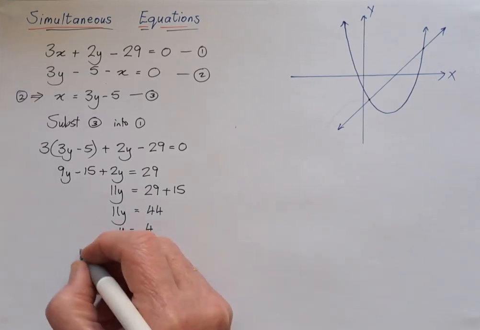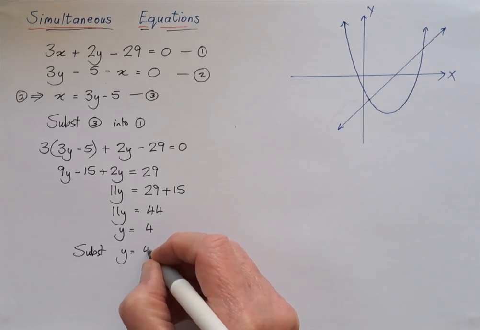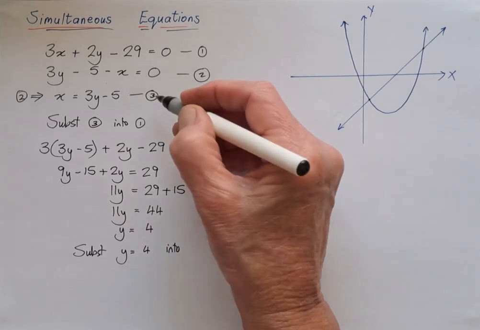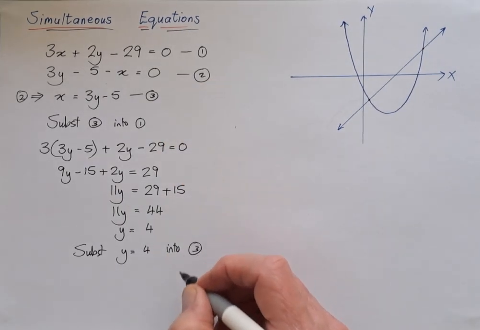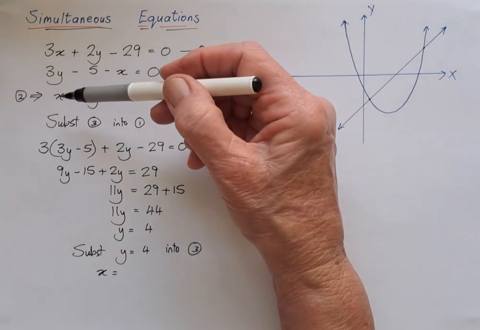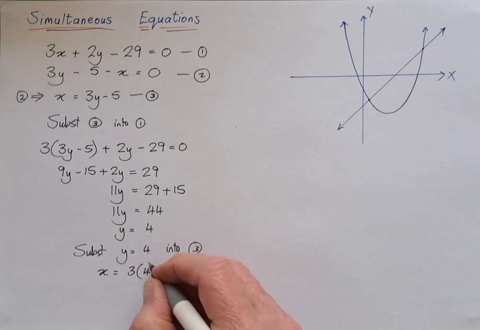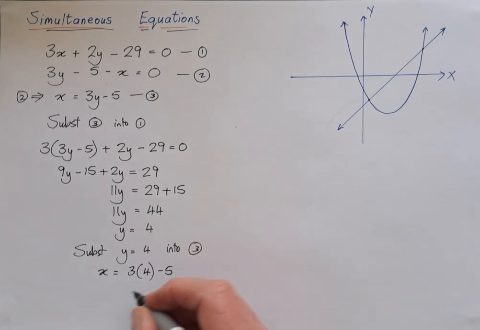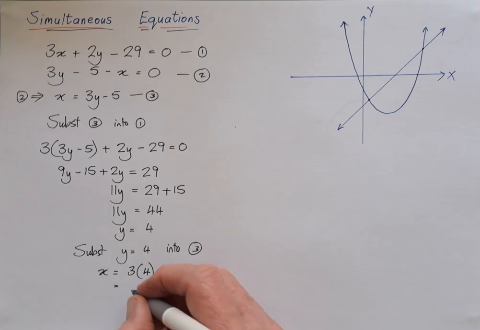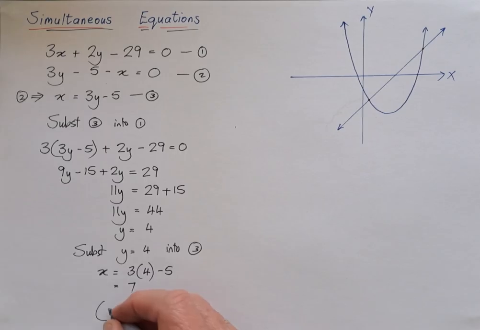So I'm going to substitute y equals 4 into that equation, which will mean, and I'm going to go straight into the answer, that x is equal to 3 times the value of y, which is 4, minus 5. 3 4s are 12. 12 minus 5 is 7. So I've got an x value, a y value, therefore my ordered pair is (7, 4).